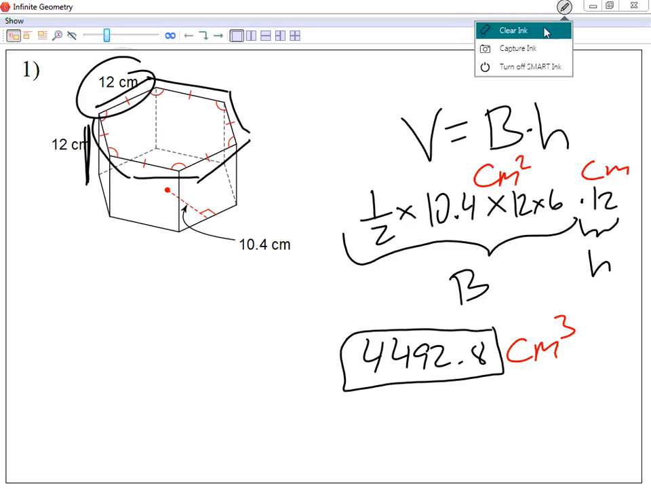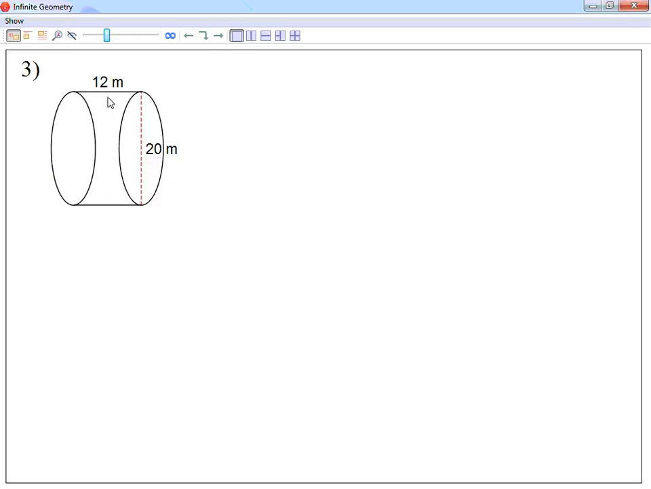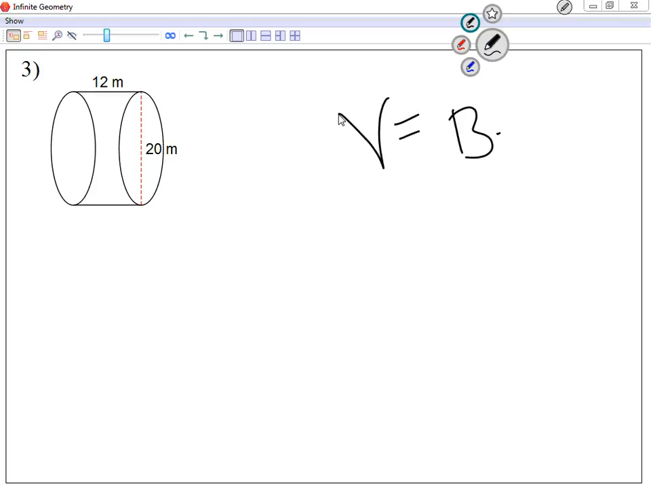Alright, let's take a look at question number 2. Now number 2 is pretty similar. Let's take a look at question number 3. The volume is the area of the base times the height. The base is a circle.